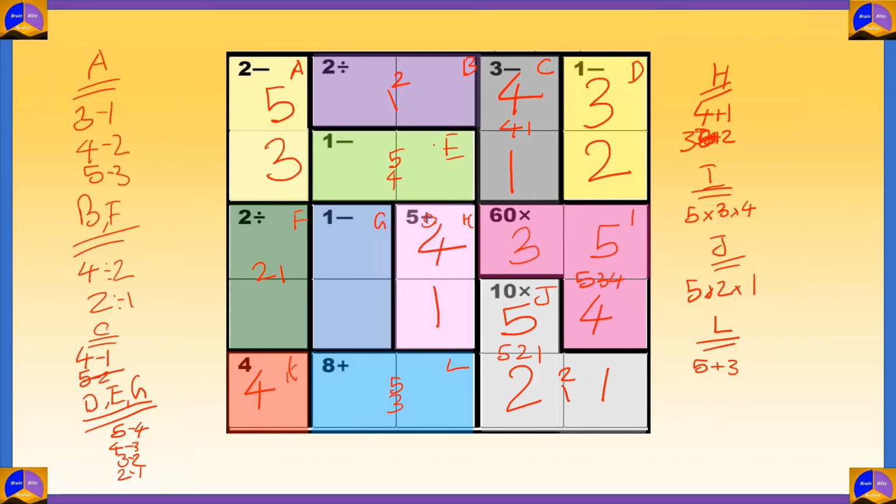Now as 4 came over here, 5 will go over here and 4 over here. If 4 came over here, then it would be a repeat of 4 in the same column. Now as 1 came in cage H, the 1 in cage B can't come over here because it would be a repeat of 1 in the same column. So here 2, here 1. Now as 5 came over here in cage E, the 5 in cage L can't be over here. So 5 would be over here and 3 over here.